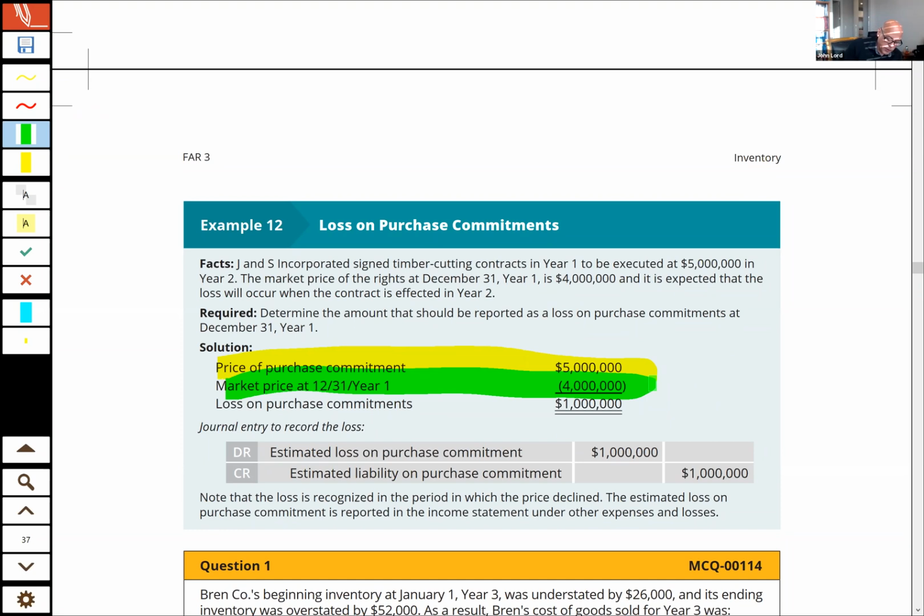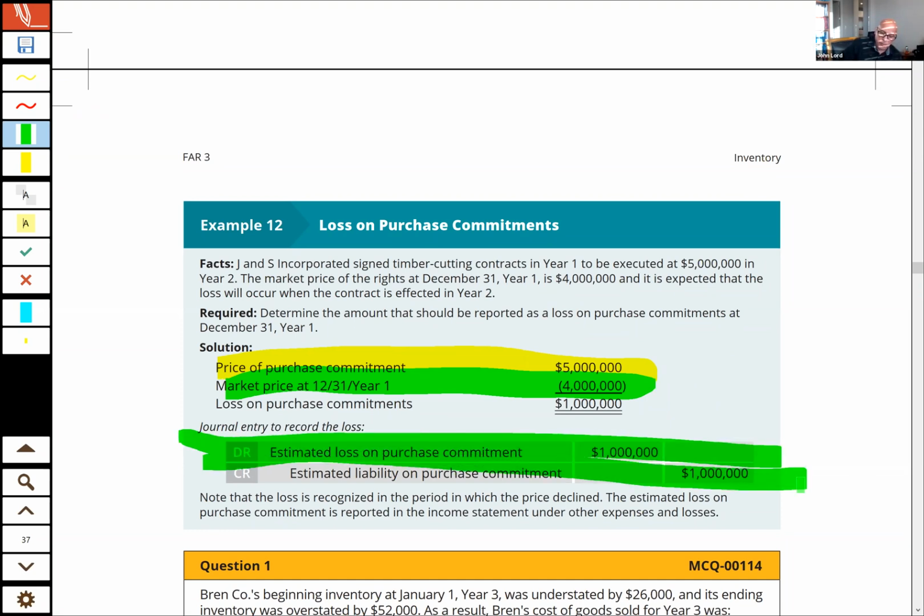And so they would literally have to debit loss and credit a liability because they're sitting there saying, hey, when I get that inventory over here, I'm going to have to pay more than its market value. But that loss occurred from my purchase commitment that I signed this period. So you have to estimate and take that loss immediately.